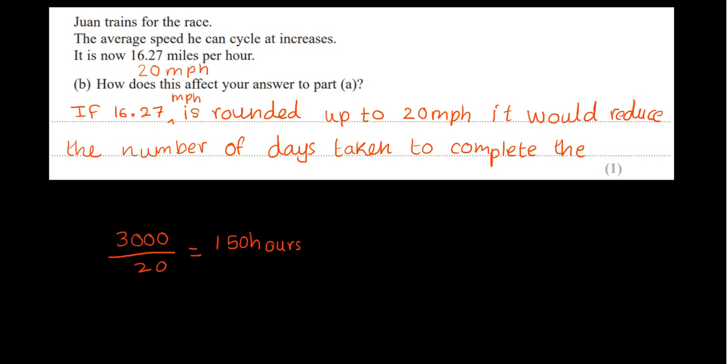You can also, if it was a 2-mark question, I would also mention that. However, if it is rounded down to 15 miles an hour, it would have absolutely no difference. You could go one way or the other. Both answers are correct. So if you round it down to 15 miles an hour, it would not reduce. It would be the same number of days. That would still be an acceptable answer. Right, let's go to the next question.